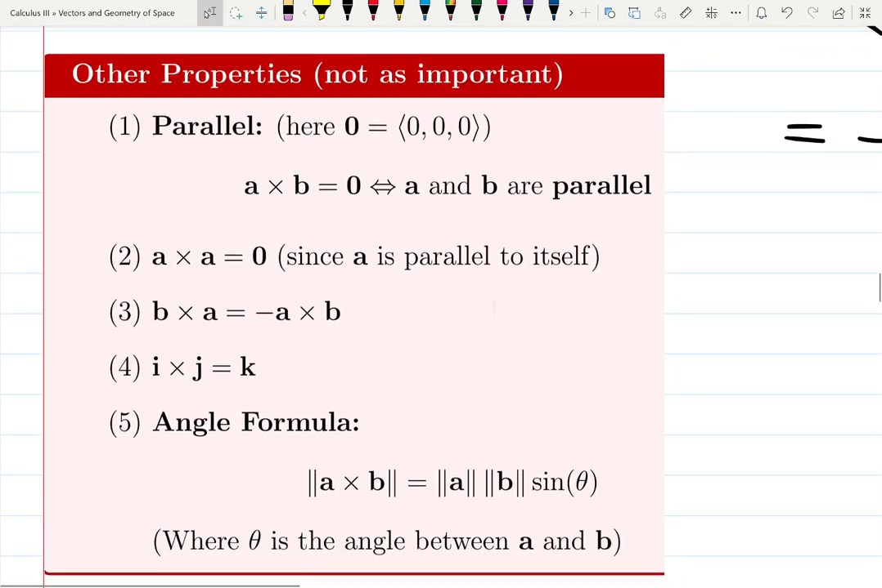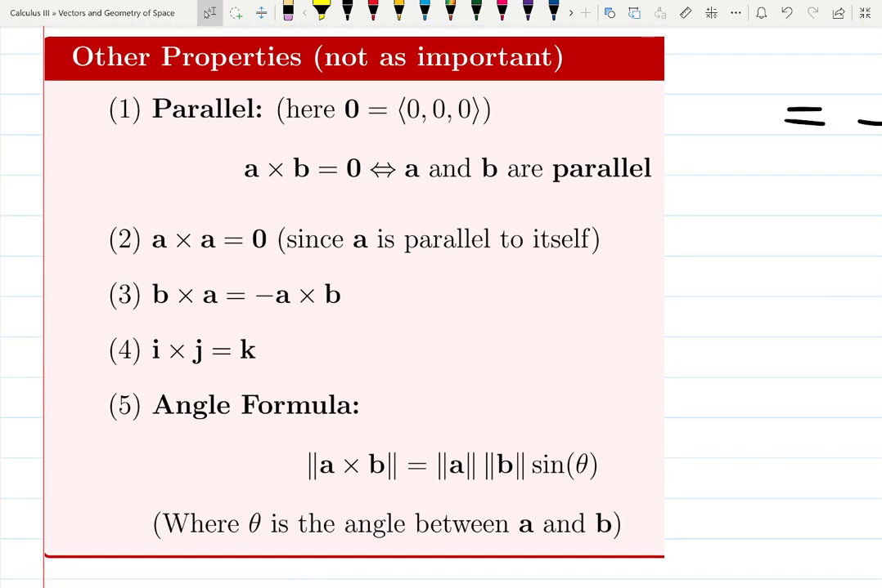Other properties, which are not very important, so you don't really have to copy this. You can just have it in your notes later. Again, if A and B are parallel, there is no perpendicularity, so A times B gives you 0. That makes sense. Because again, cross product is about perpendicularity of two vectors. Since A is parallel to itself, A times A also gives you 0. B times A is minus A times B. We just checked that.